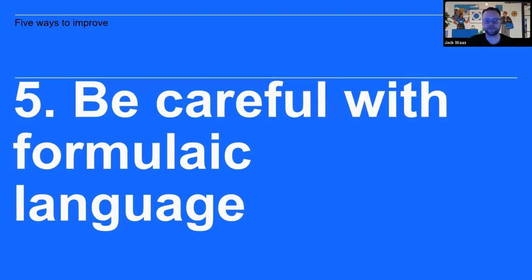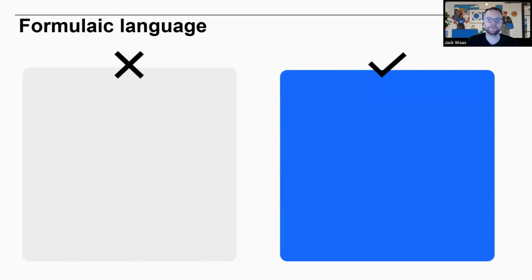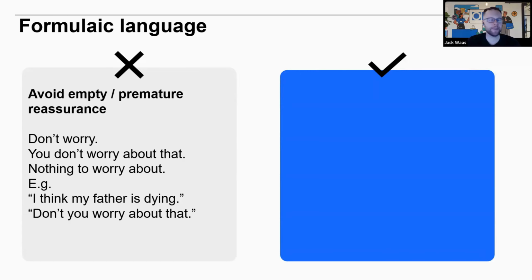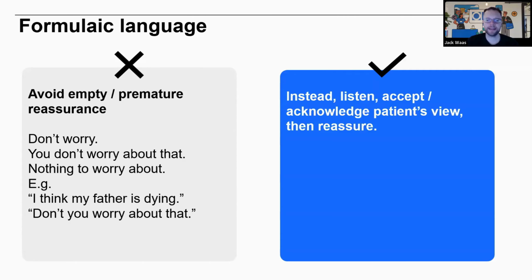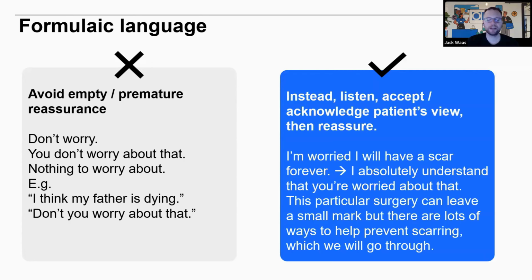All right, and for the final way you can improve your speaking is by staying away from pre-rehearsed or memorized phrases. In an attempt to reassure your patient, you might use phrases that sound empty without meaning to. What you should do instead is listen, accept, or acknowledge the patient's view, and then offer reassurance based on what you have heard them say.